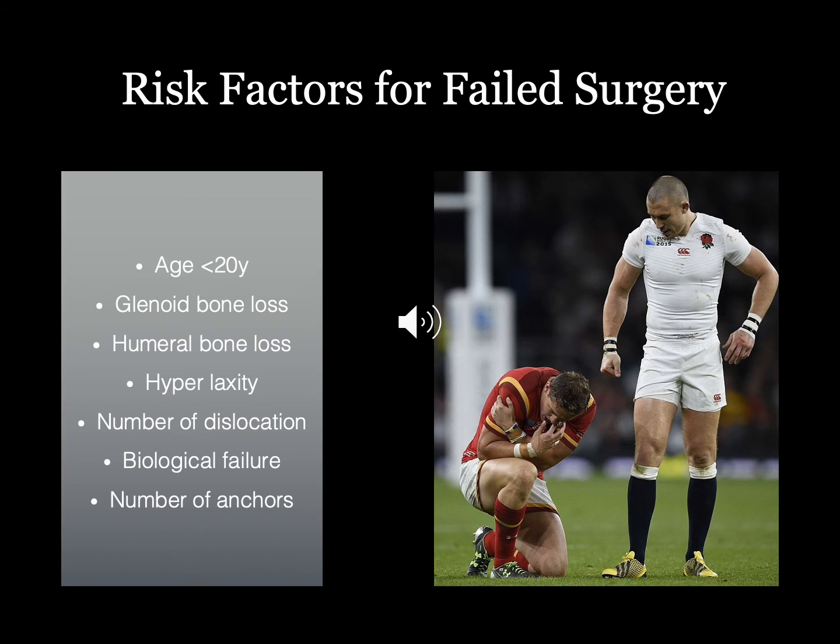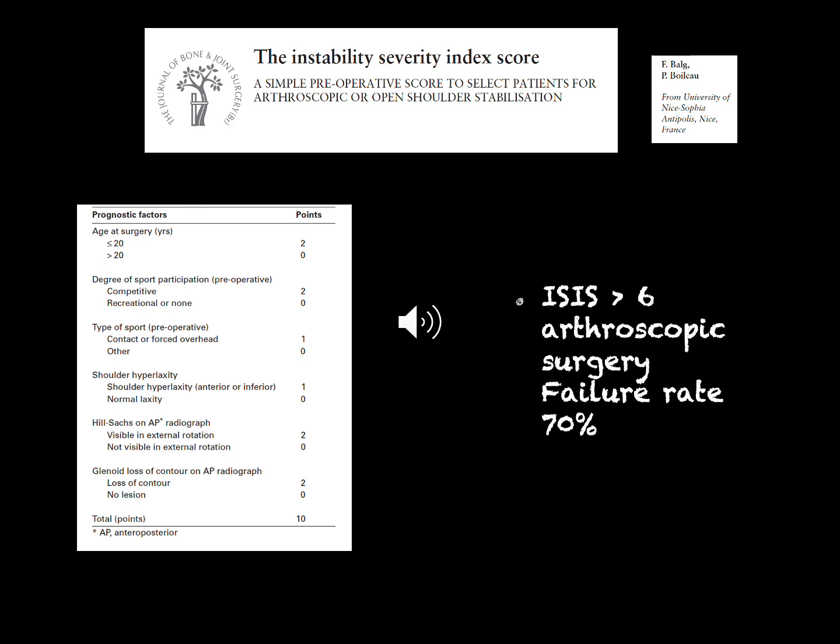And the risk factors are young age, both glenoid and humeral bone loss, hyperlaxity, the number of dislocations, biological failure, and to a lesser extent, the number of anchors that are used. The instability severity score is used to predict failure of arthroscopic stabilization. If you look at the prognostic factors in terms of age, type of sport, degree of sport, hyperlaxity, and bone loss on X-ray, most of the patients that we see who play contact sports already have a score above 6, which predicts a failure rate of 70%.